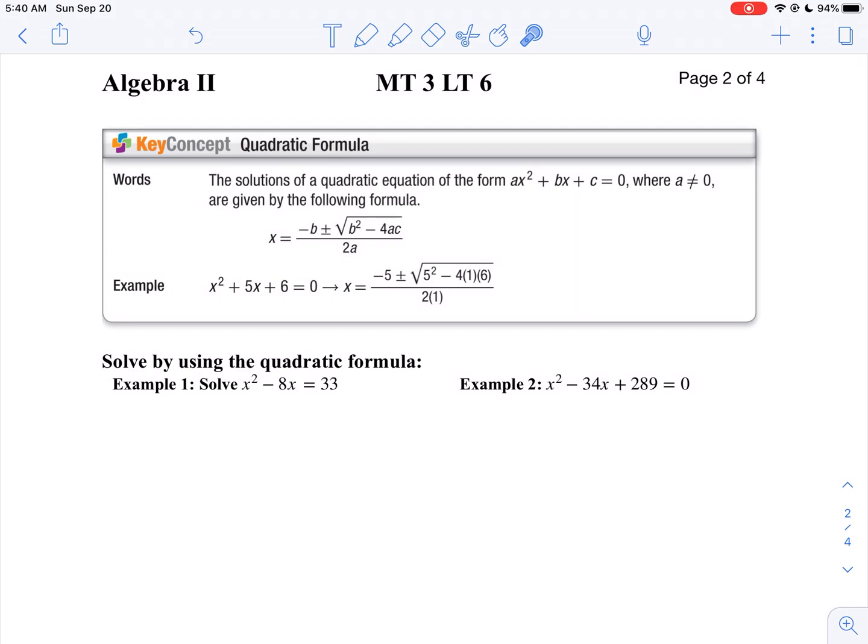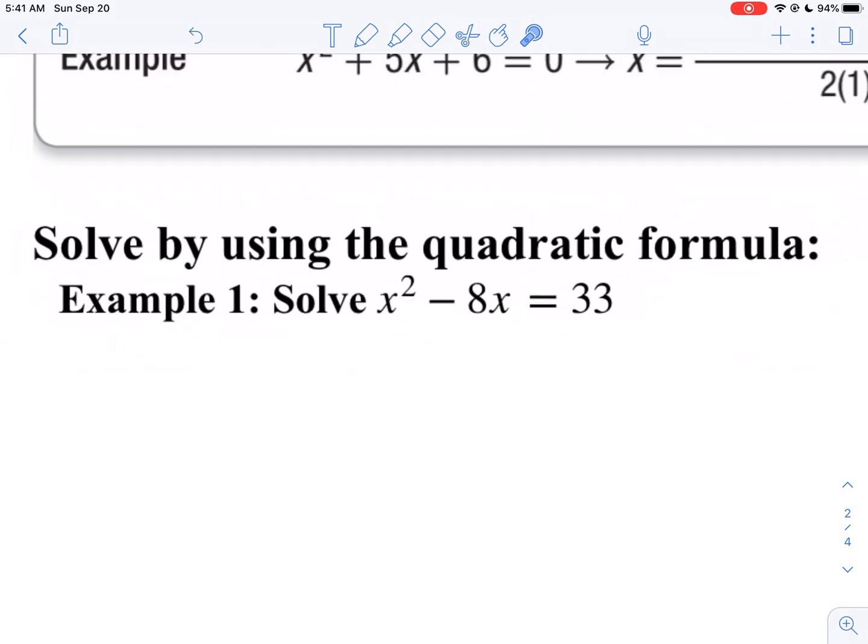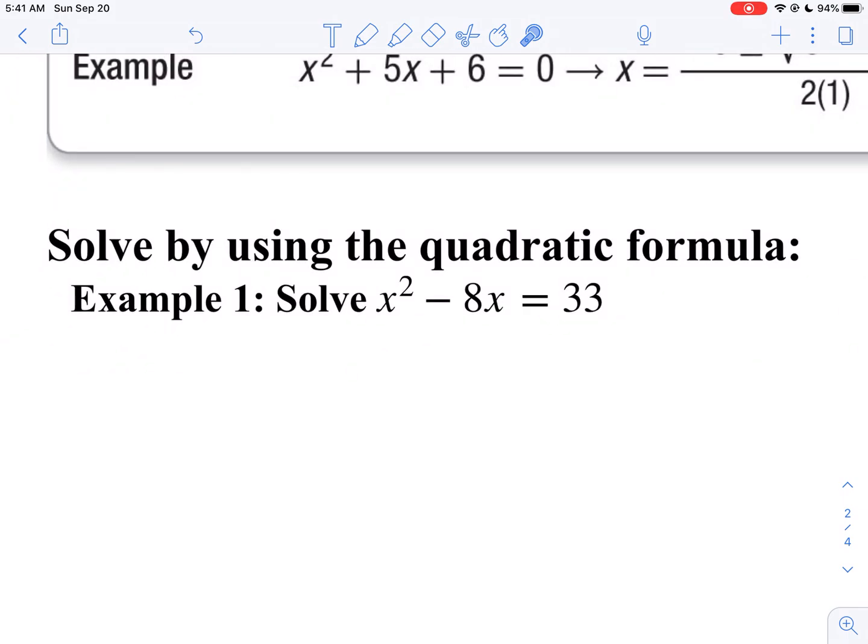Now remember, when you're solving with the quadratic formula, the coefficient of x squared, that's your a. The coefficient of x, that's your b. The constant term, that's your c. The equation has to equal 0 before you use it. So if we take a look at example 1, it's more like factoring and graphing. We have to make it equal to 0.